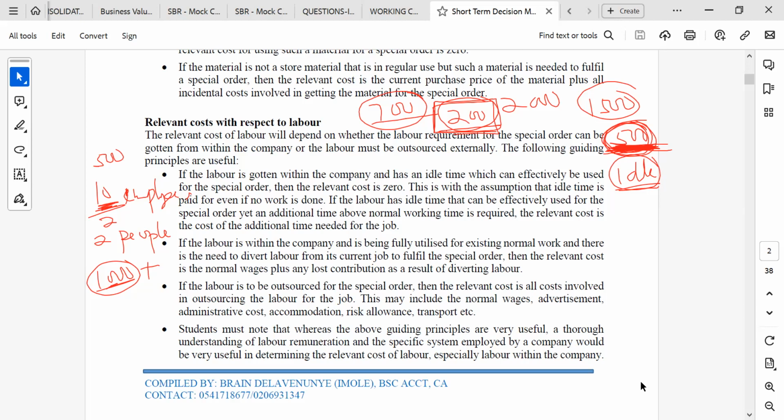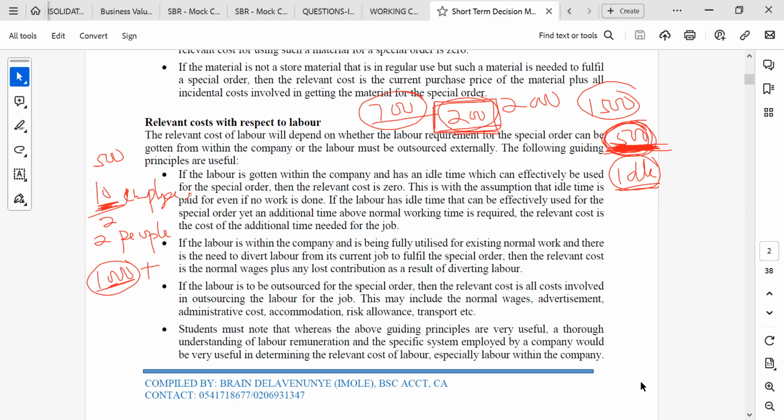Okay. If the labor is to be outsourced for the special order, then the relevant cost is all costs involved in outsourcing the labor for the job. So if you are taking the people from outside, right now you have full capacity and you don't want to transfer anybody. You want to hire people from outside so that they will come and work on the contract. The relevant cost is the cost that you incur from bringing those people.